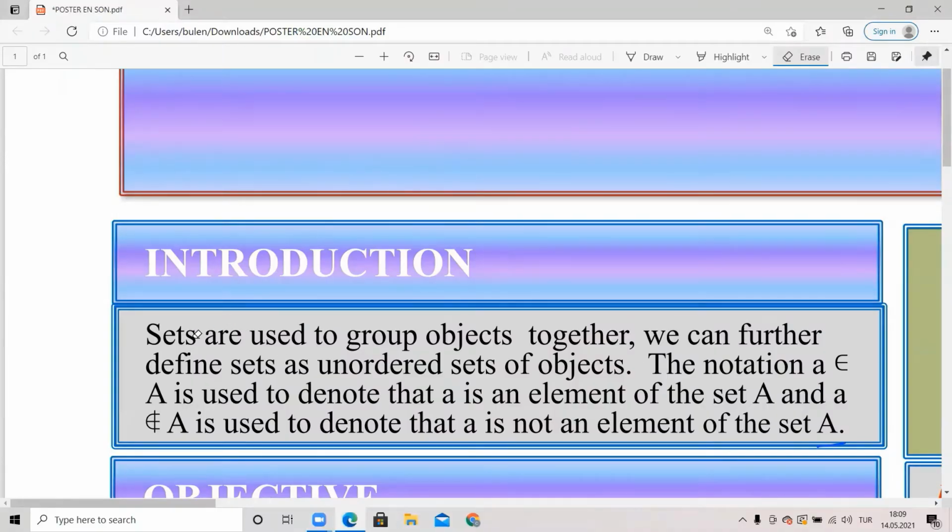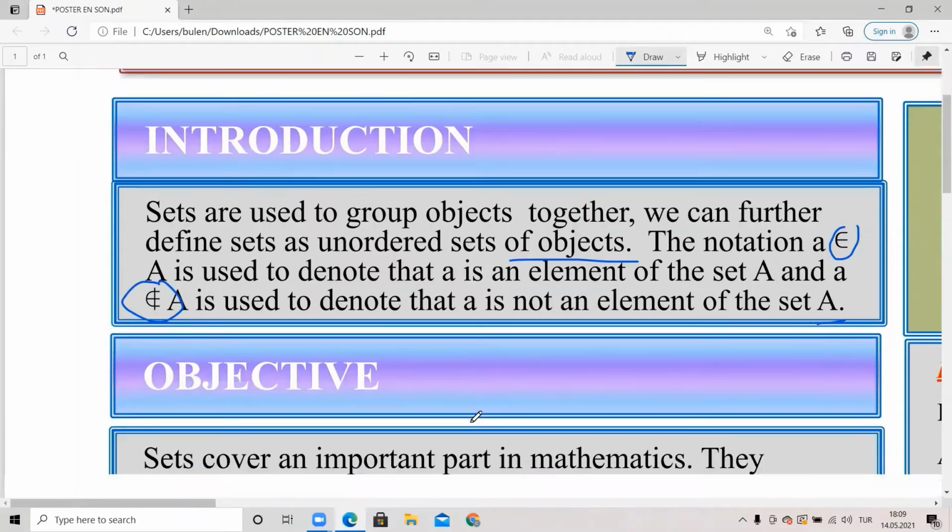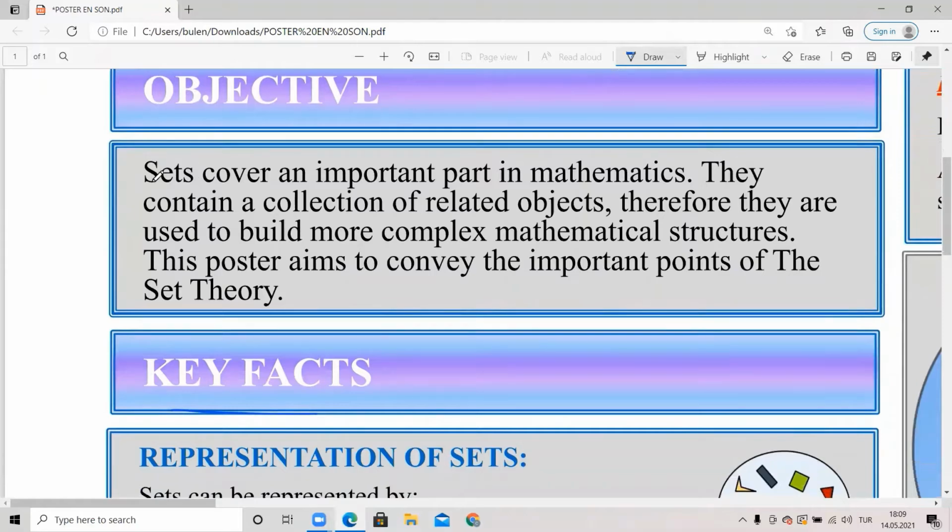Now, sets can be defined as an unordered group of objects or a collection of objects. The notation ∈ denotes that an object is an element of a set, and this notation ∉ denotes that an object is not an element of a set. Now, sets cover an important part in mathematics and therefore are very important. And this poster aims to convey the key information regarding sets.